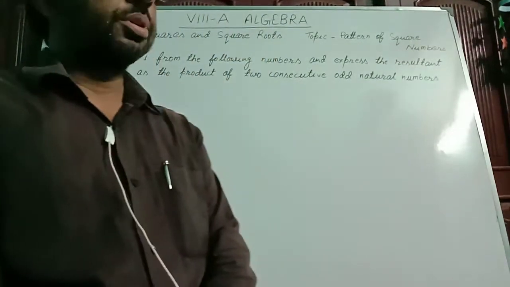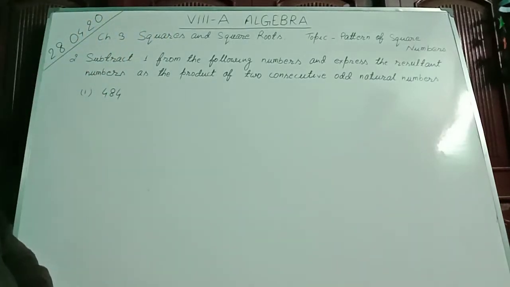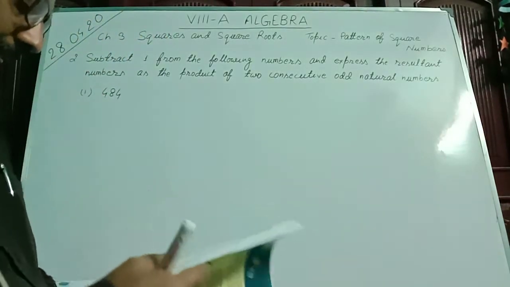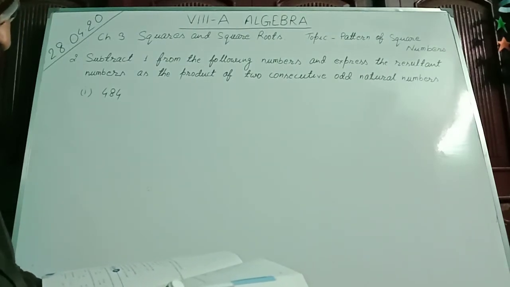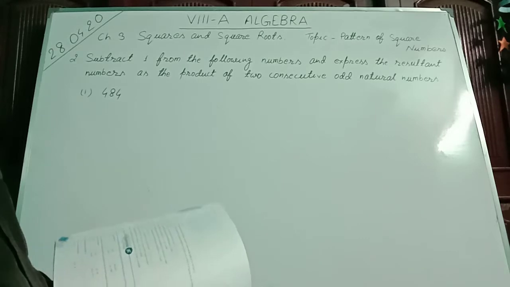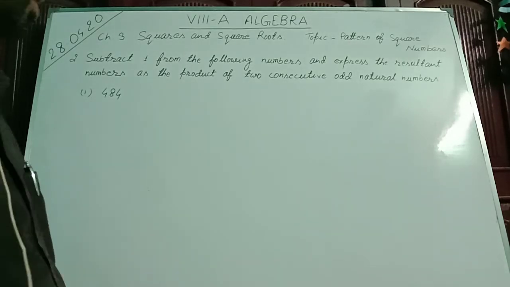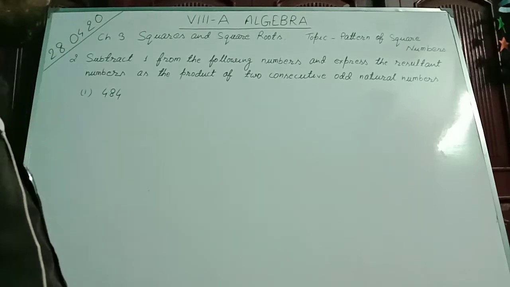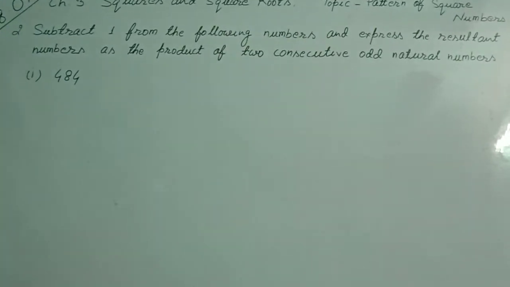Yesterday you solved question number 1. That question was: subtracting 1 from the following numbers and express the resultant numbers as the product of two consecutive even natural numbers. Now question number 2 today. Subtract 1 from the following numbers and express the resultant numbers as the product of two consecutive odd natural numbers.